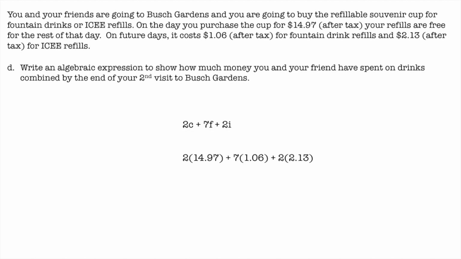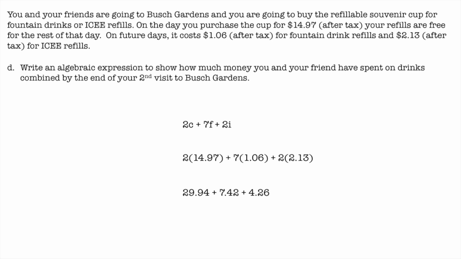So now all you have to do is substitute in what each thing costs. So for the cups, that was $14.97. Each fountain drink was $1.06, and each icy was $2.13. So you substitute that into where the letters are, the variables, and then we're going to multiply each of the terms together and add them up for the final answer to see how much in total your friend and you spent on the second day. So you have 2 times 14.97, which equals 29.94.